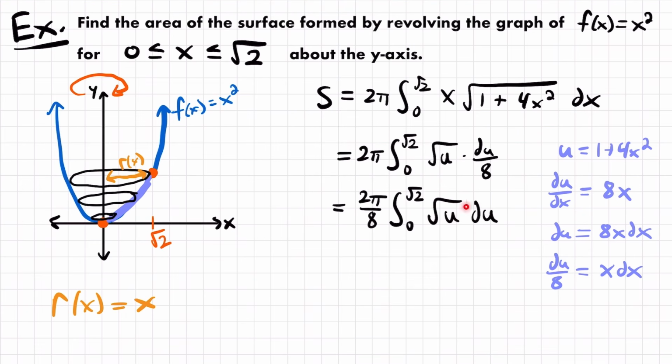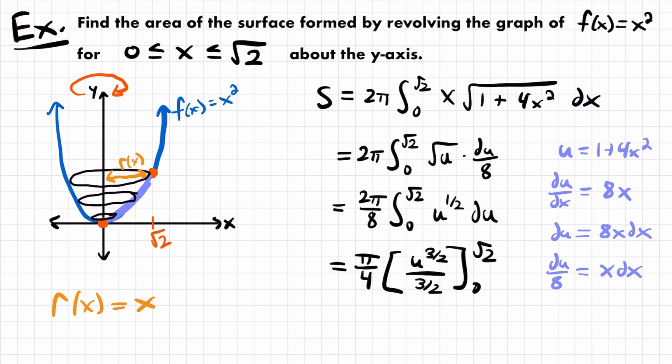And we can rewrite the square root of u to be u to the 1/2 power, and that will help us see how to use the power rule of integration to solve this integral. And so this will be equal to pi divided by 4, because 2 pi and 8 can be reduced by a factor of 2, and that will be multiplied by u to the 3/2 power divided by 3/2, evaluated from 0 to the square root of 2.